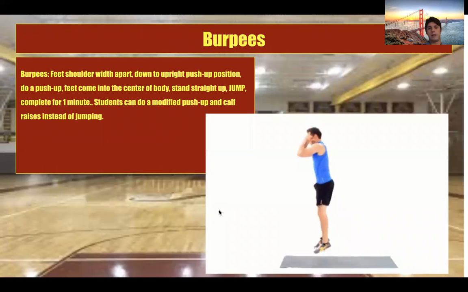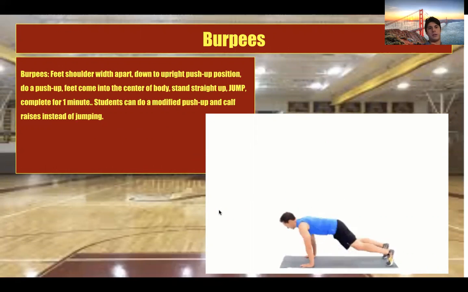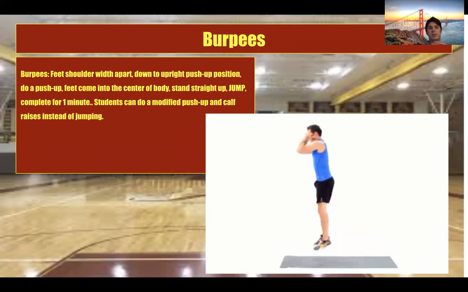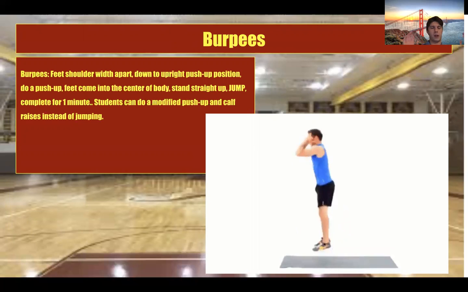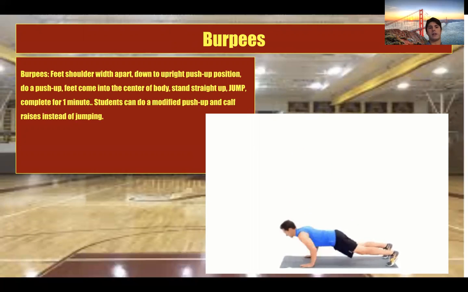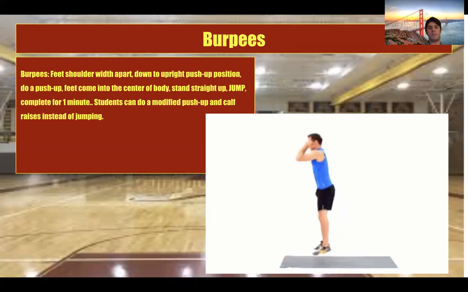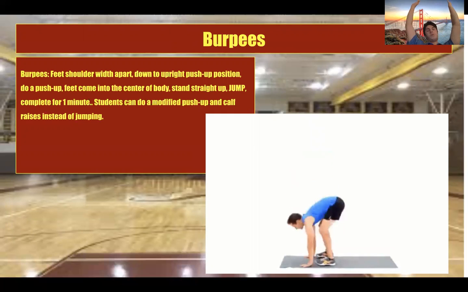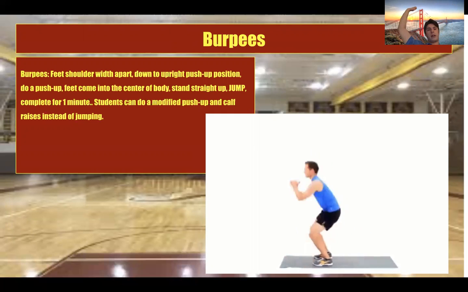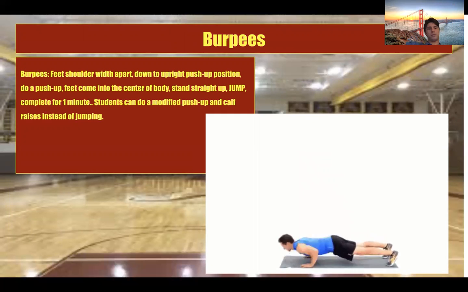So the next activity that we're going to be working on for muscular endurance is burpees. You want your feet shoulder width apart, then you want to go down to an upright push-up position, and you're going to do a push-up like we practiced with muscular strength, and your feet are going to come up to the center of your body, and you're going to stand up. So you're going to be standing up, making yourself narrow, and you're going to jump up and try to reach the sky. Jump up with the force of your lower body, with your legs, and try to reach the sky.